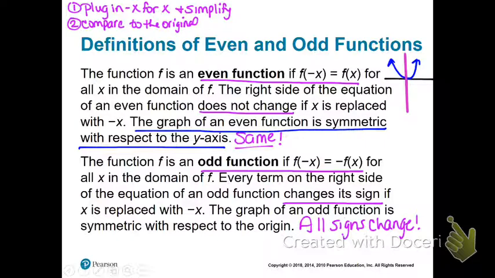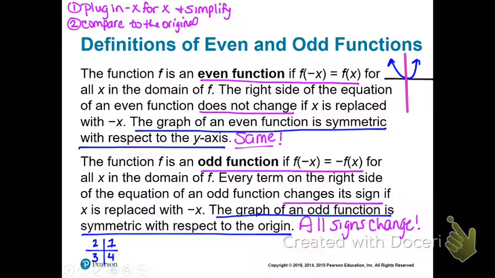Okay, graphically, for an odd function, it says the graph of an odd function is symmetric with respect to the origin. That one's a little harder to see. First thing is anything that's in quadrant 1 will look somewhat like what it is in quadrant 3. Or anything that's drawn in quadrant 2 will be similar to what's drawn in quadrant 4. So they're like opposite quadrants there, not side by side.